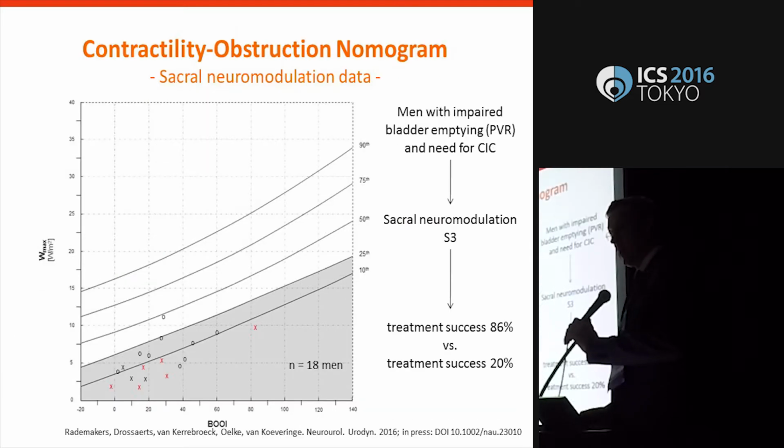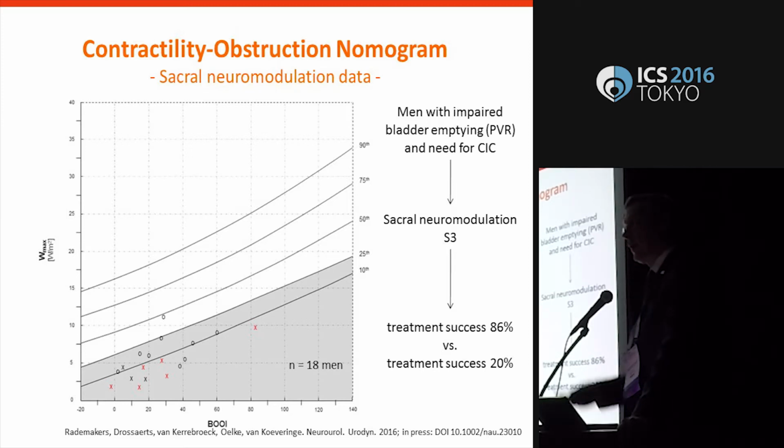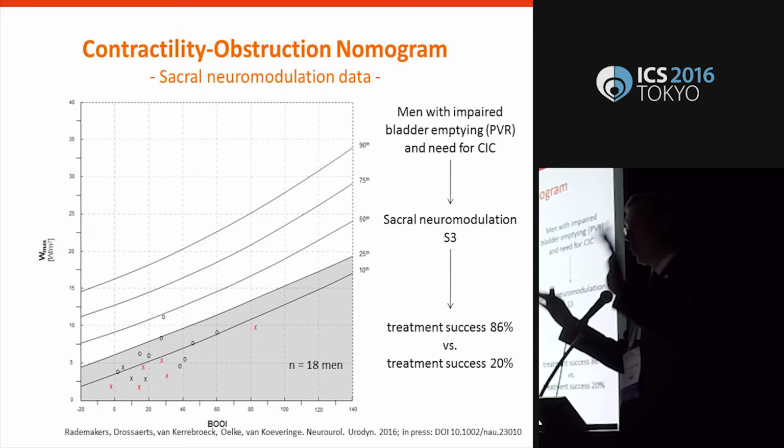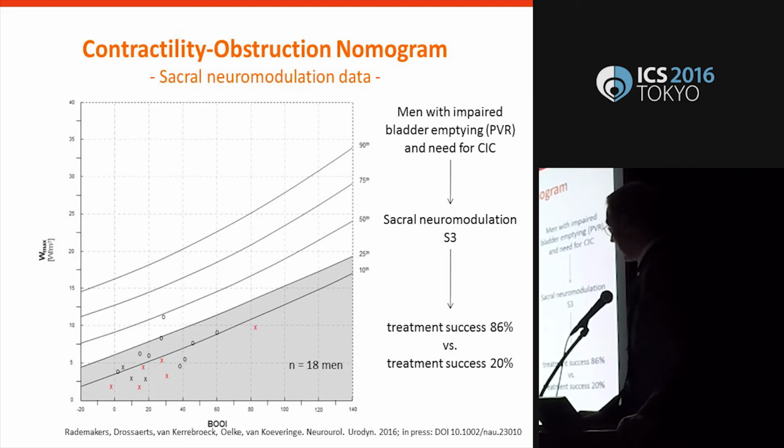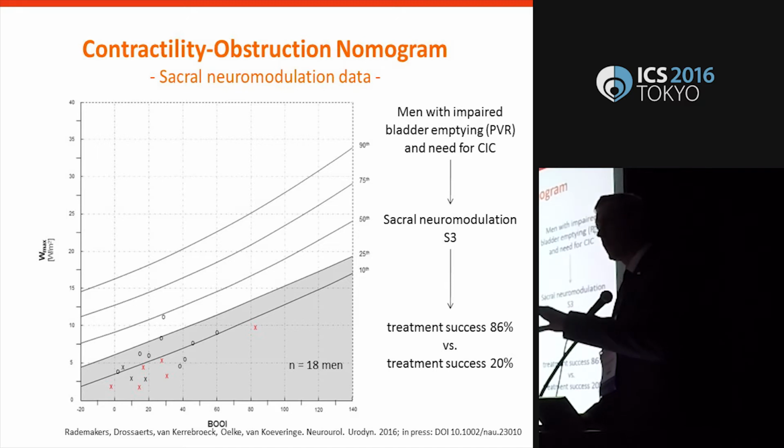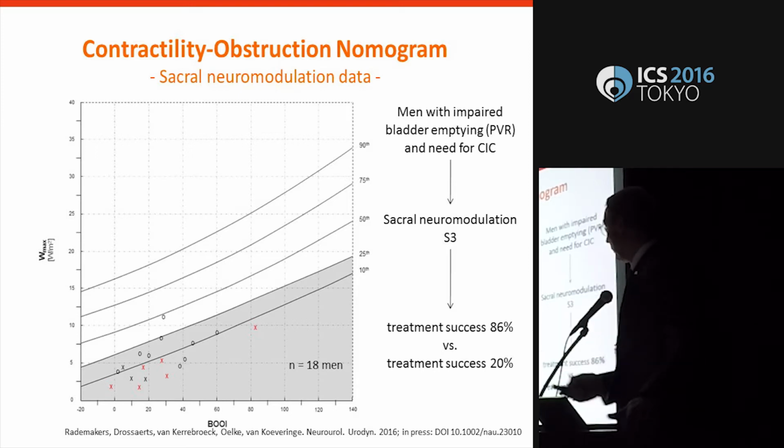We have now validated our nomogram with data from sacral neuromodulation. As you know, Maastricht, Philip van Kerrebroeck, Gommert van Koeveringe, is the world's biggest sacral neuromodulation center. And we looked for the male patients with detrusor underactivity on clinical basis, and we looked for the preoperative urodynamic investigation. I have to exclude all patients with retention who could not void, because we cannot plot them in the nomogram. So these were patients who could still void.